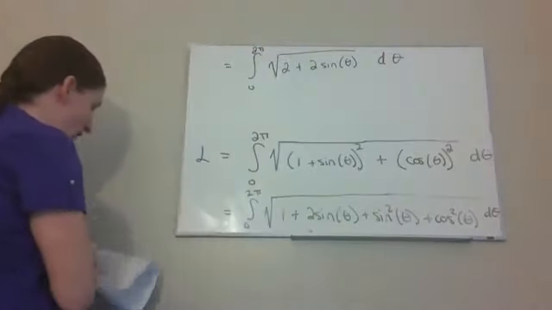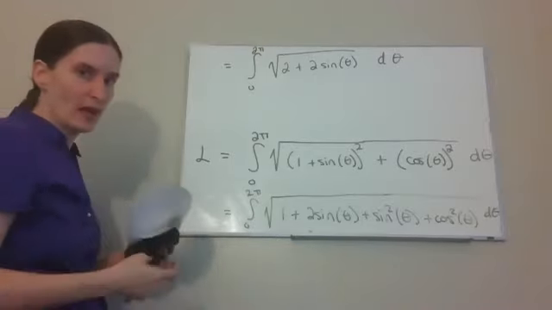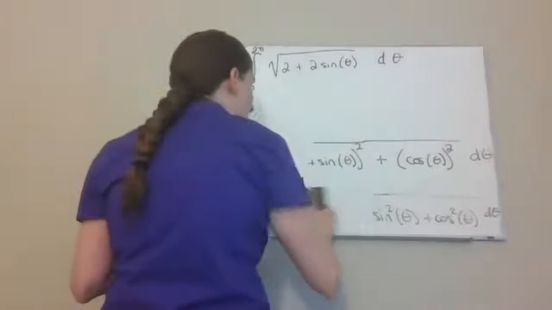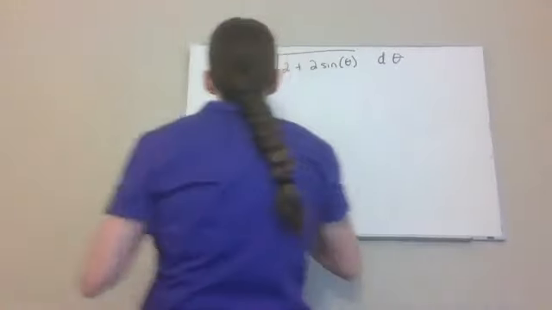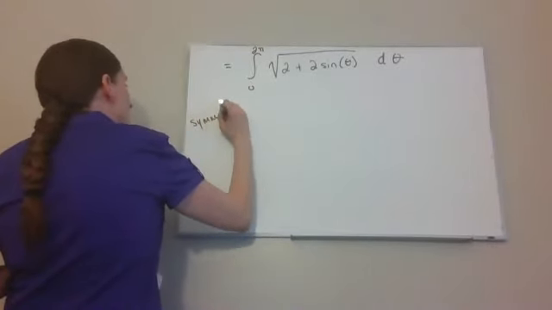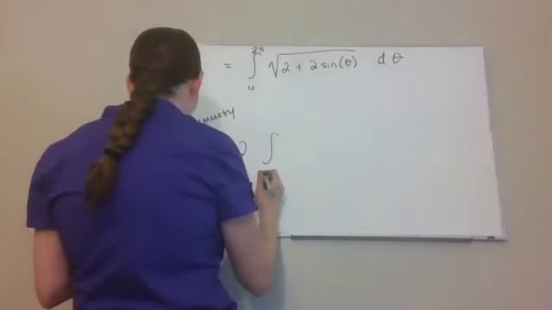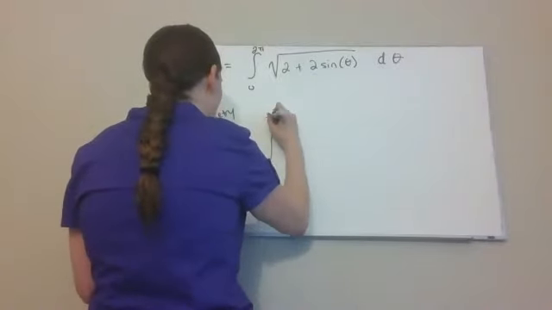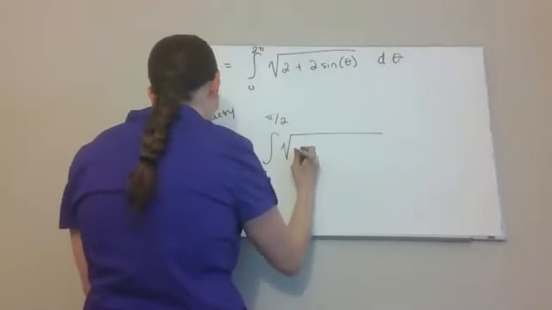And so since my cardioid was symmetric, I'm just going to consider the right half and multiply by 2. That's something we do a lot when dealing with the polar equations, is using the symmetry to make things easier. So by symmetry, I get that my arc length is equal to 2 times the integral from negative pi over 2 to pi over 2, so the right half of the cardioid.